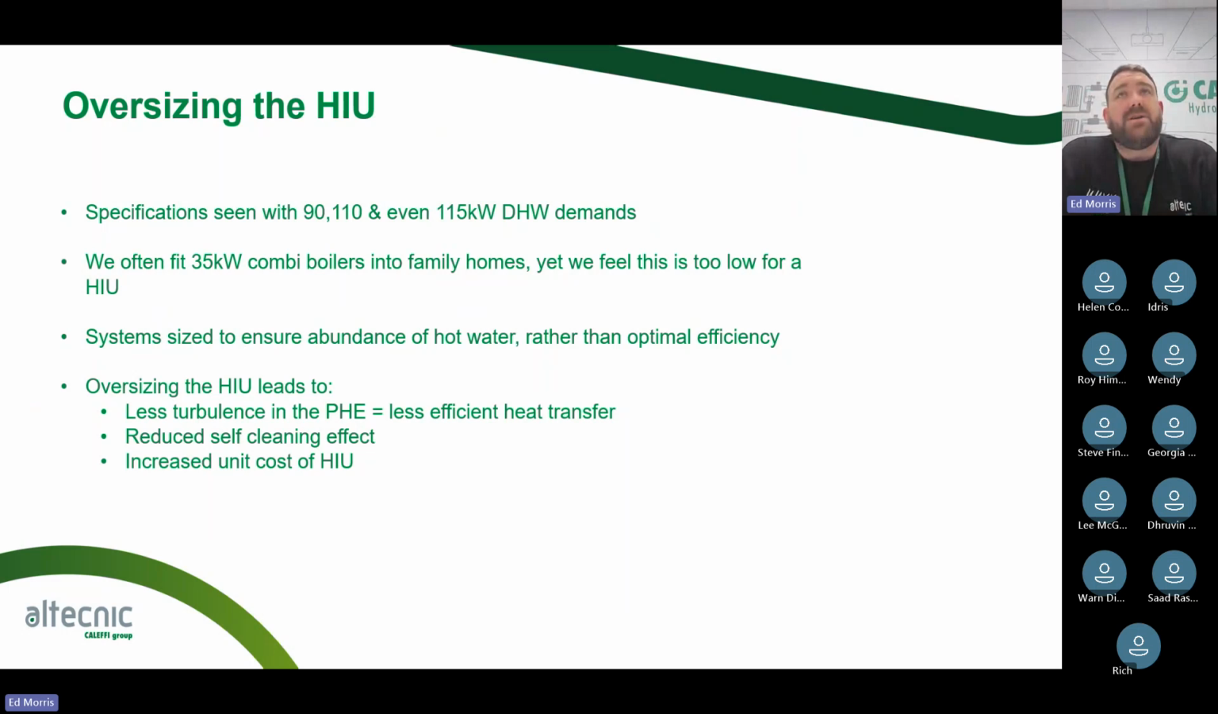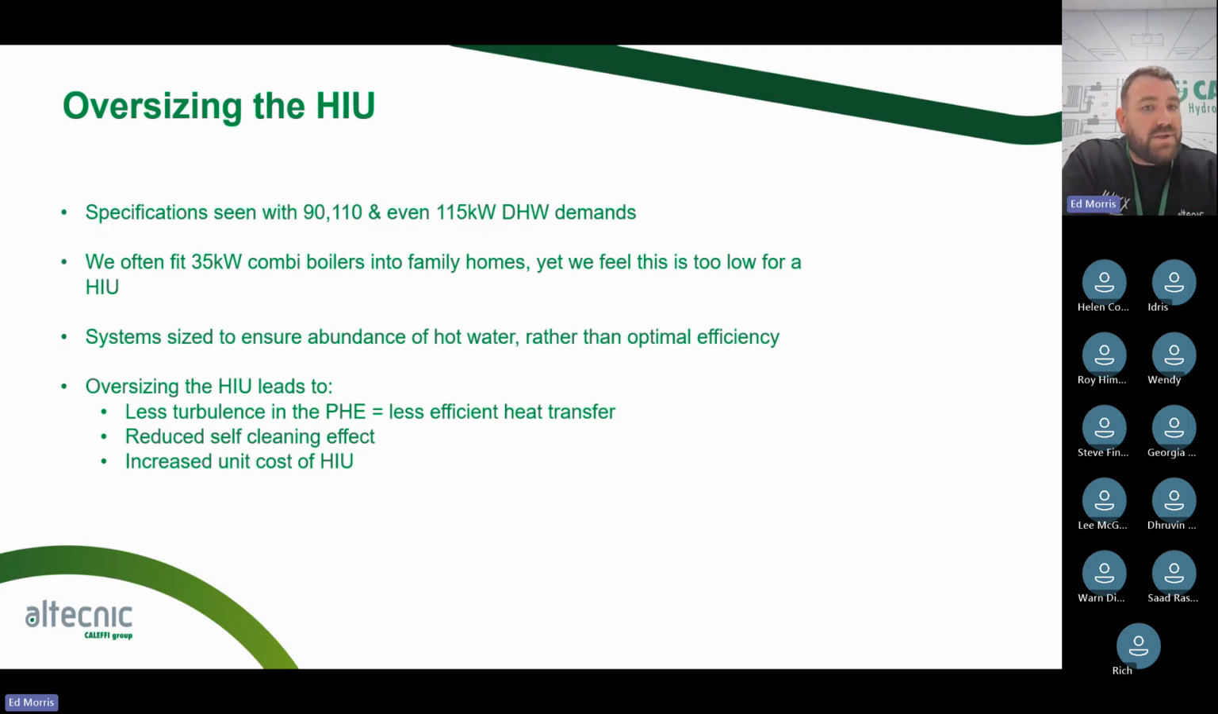Oversizing the HIU is a real big issue that we see. Specifications that we've seen for 90, 110, or even 115 kilowatts of domestic hot water demand. It's a phenomenal number. It far outweighs anything that we need. We often think that a 35 kilowatt combi boiler in family homes is fine, yet we feel it's too low for a HIU. We've only got to look at the comparisons and see what's already in the market, instead of overestimating and oversizing the HIUs and causing problems down the line, with cost implications, performance implications, all that sort of stuff. We have to be very sure that we don't implement those extra costs into the system.